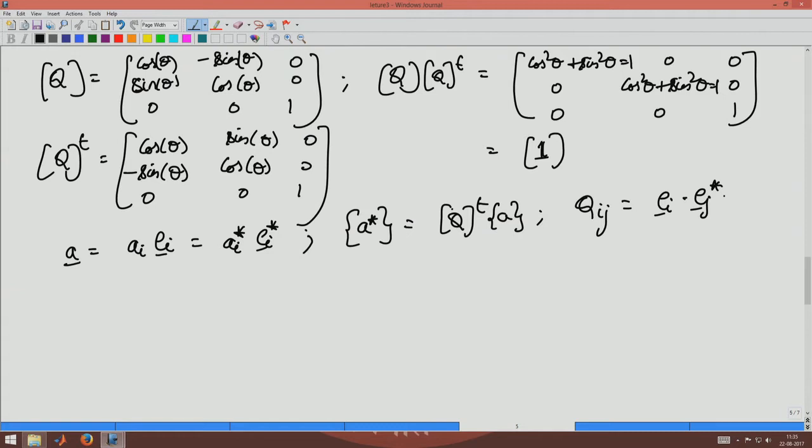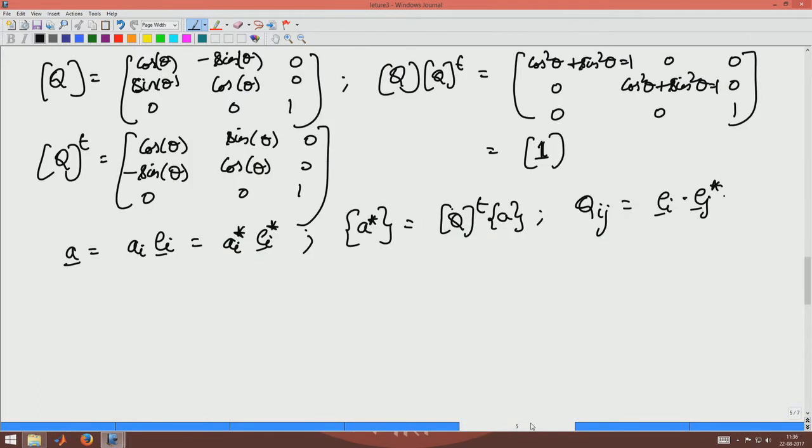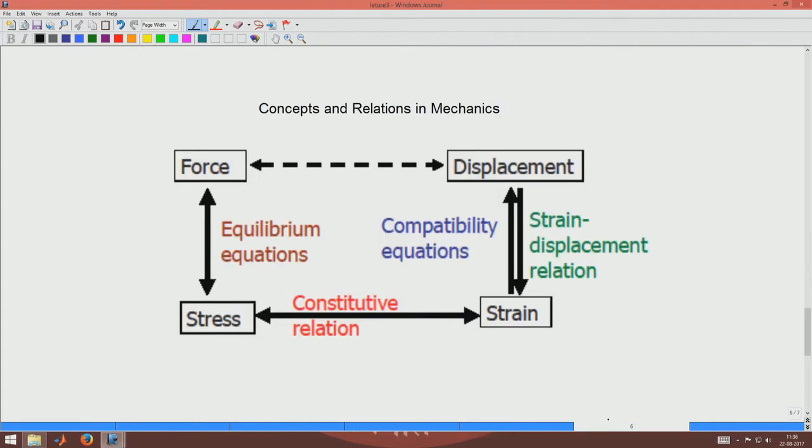So, this is what we have seen till now, and this Q is such that its inverse would be its transpose. Now, next we are going to move on to the concepts in mechanics. We have seen a bit of math till now, we want to apply this math to some physical concepts that we are going to use in mechanics. The first concept we are going to look at is force.